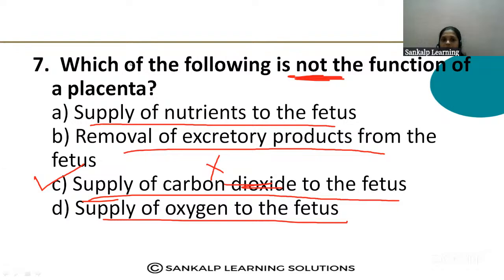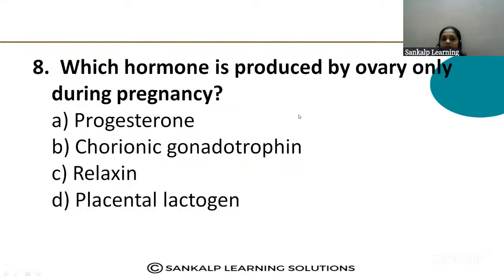Eighth question. Which hormone is produced by the ovary only during the pregnancy? See here, produced by the ovary only during the pregnancy. Which one of these is the correct answer? Progesterone, human chorionic gonadotrophin, relaxin, placental lactogen. What is the correct answer?